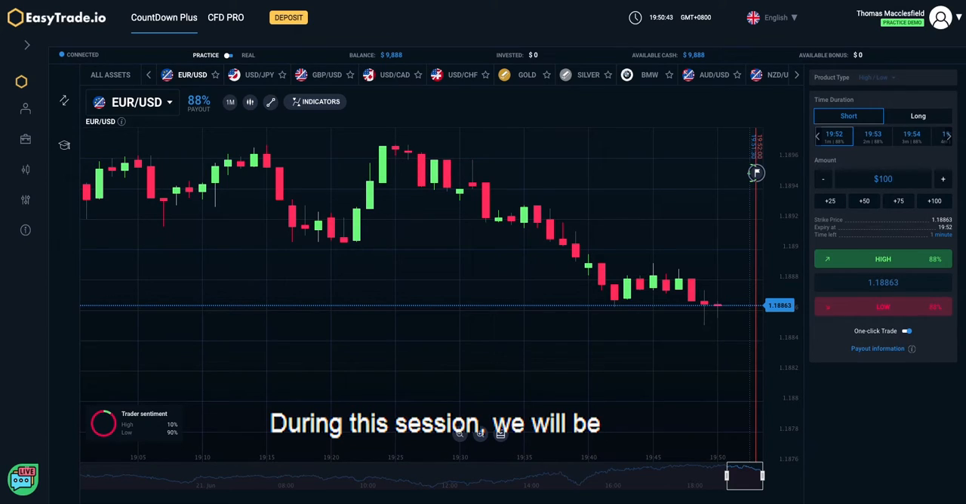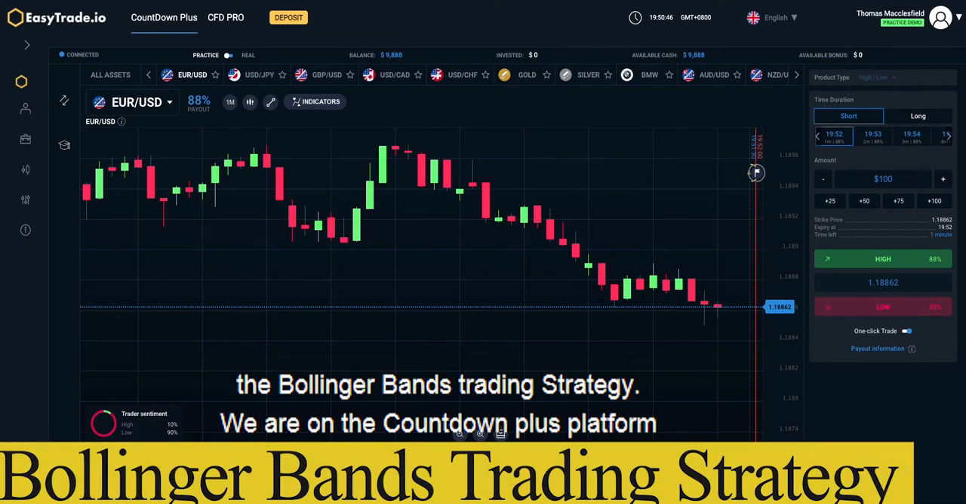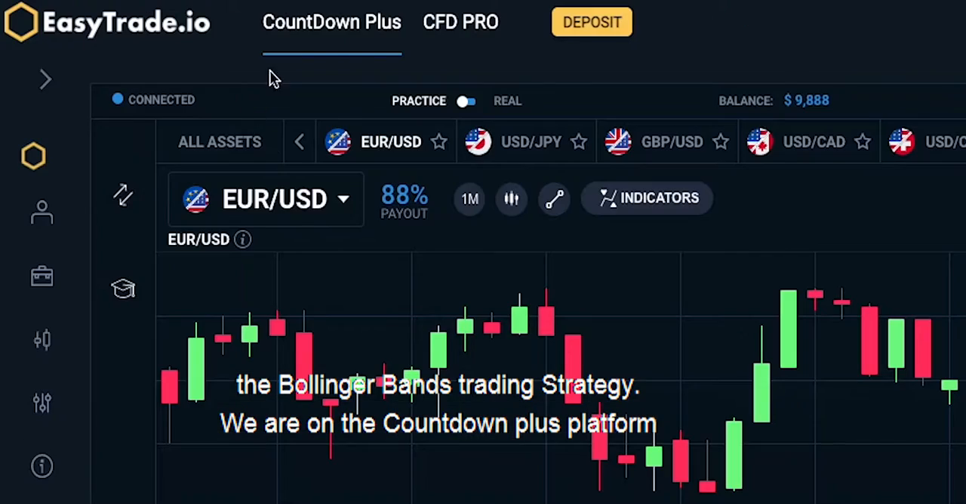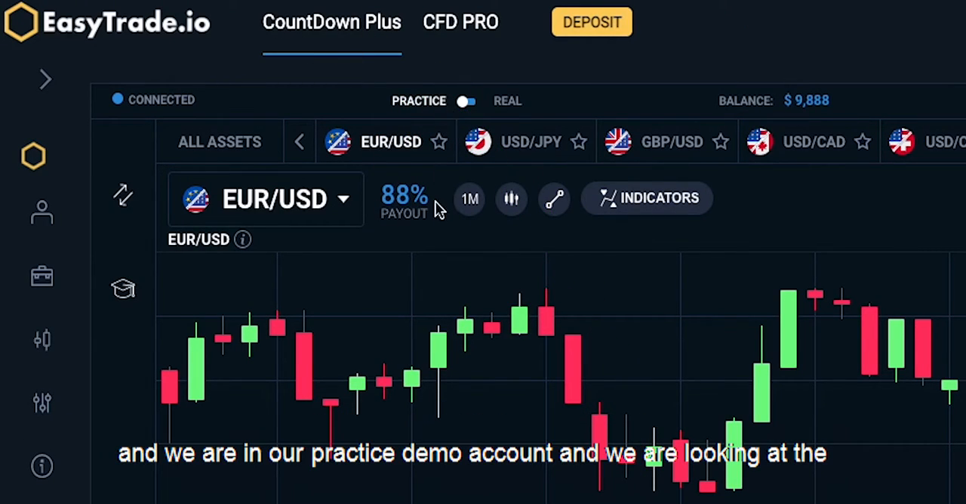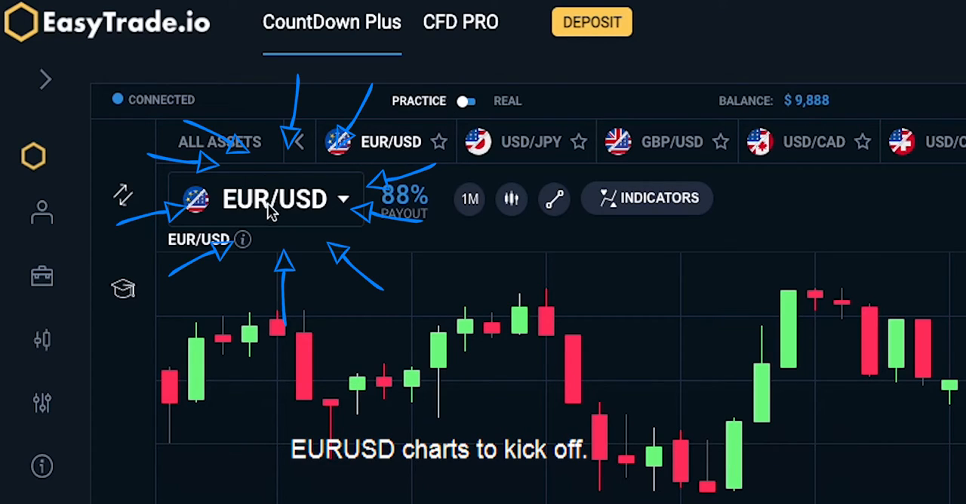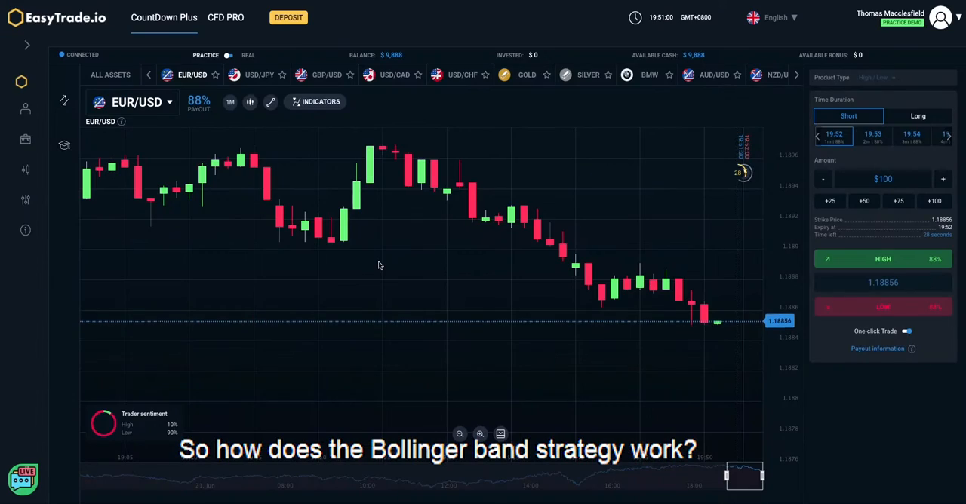During this session, we will be looking to trade with the Bollinger Band's trading strategy. We are on the Countdown Plus platform and are in our practice demo account, and we are looking at the EUR/USD charts to kick off. So how does the Bollinger Band strategy work?